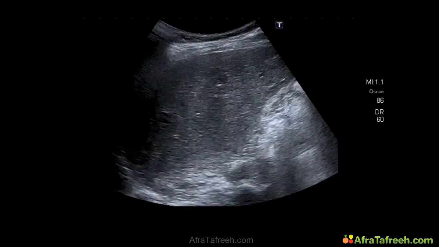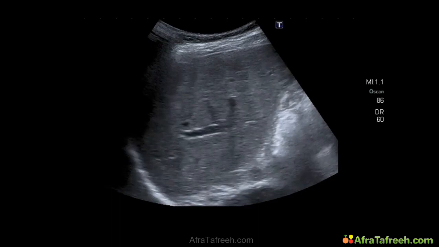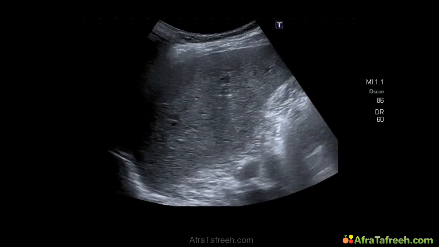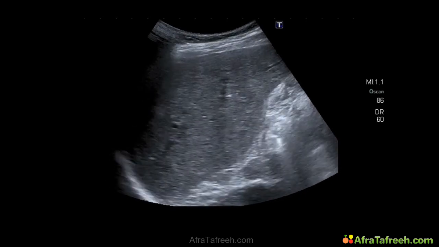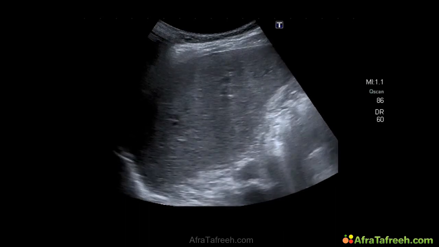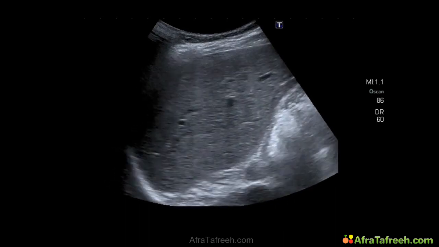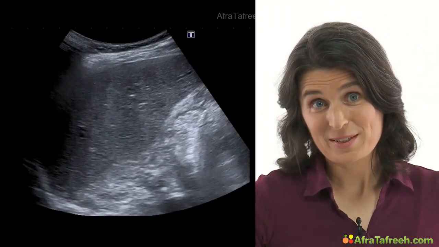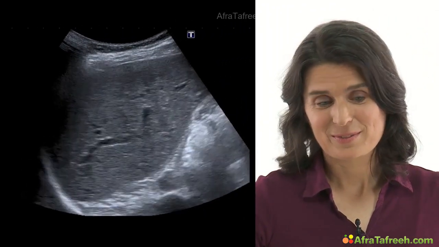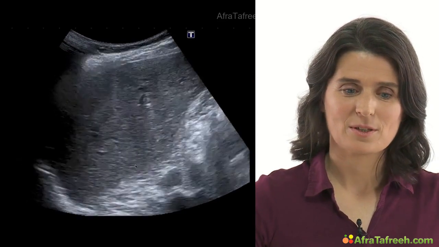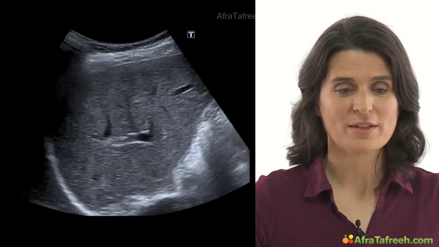In this case, I'm going to start with a video clip. And this is the right side of our patient. And I just give you 1 minute to take a look at the picture or the video clip yourself. Do you see something suspicious? Take your time. Just take a look at the region of the right adrenal gland.